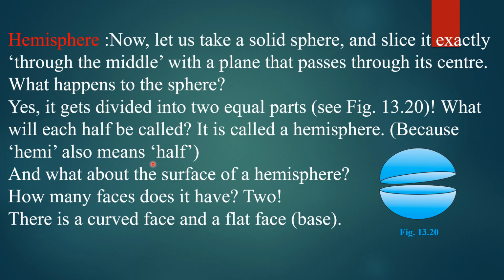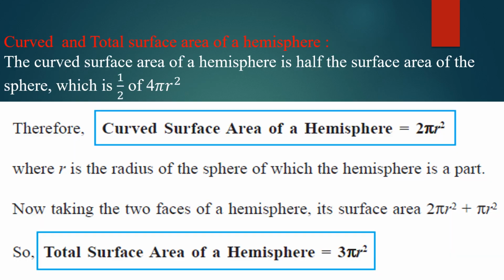How many faces does a hemisphere have? Yes, a hemisphere has 2 faces. There is a curved face and a flat face, that is the base. This is a flat face and this is a curved face. Understood this point, my children? In this slide, we are going to discuss the curved and total surface area of a hemisphere.